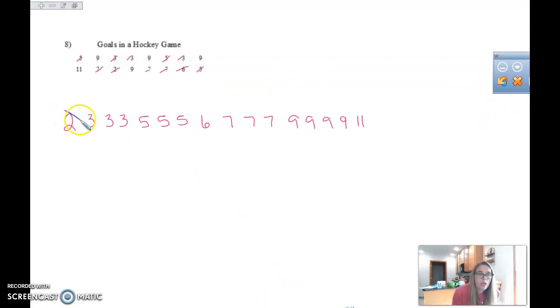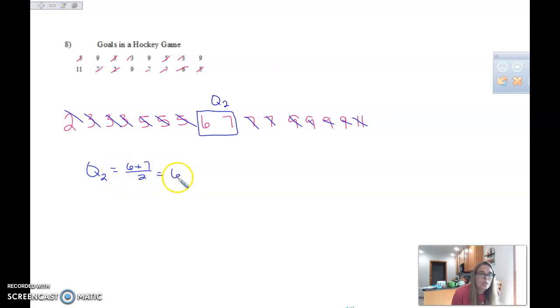However, when you go to cross off, you have 1, 2, 3, 4. 1, 2, 3, 4. 1, 2, 1, 2. You got 1, 1. And then here is the split, this is your Q2. So when you're finding Q2, this is also known as your median. You're going to take 6 plus 7 and divide it by 2. So it's 6.5. However, when you go to find your Q1, your lower quartile, you're going to include that 6 in the lower half, and then you're going to include the 7 in the upper half.